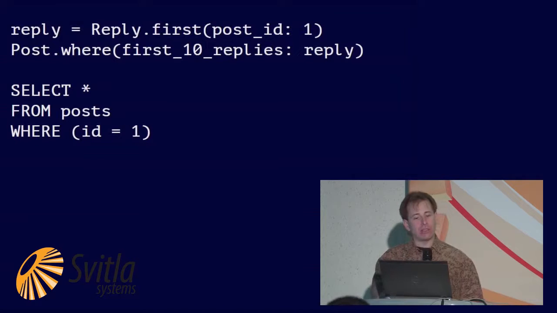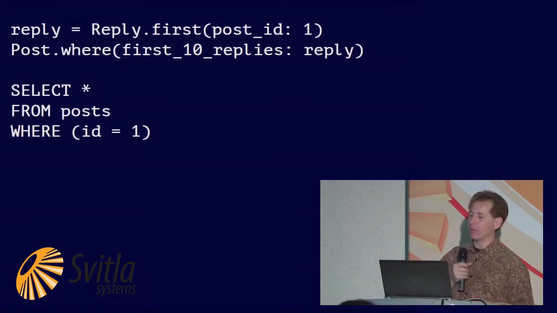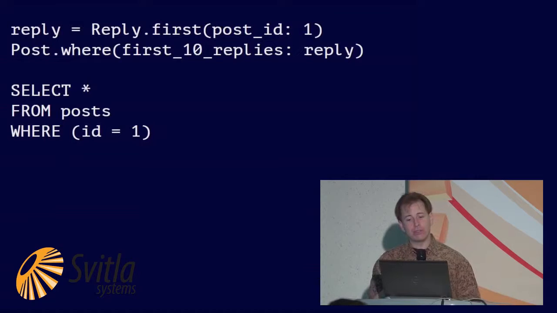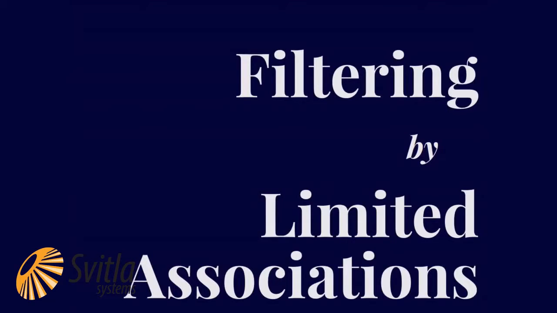Now consider the case where the association you were filtering by has a limit. Now in this case, using the same query is incorrect. The reply might be the 100th reply to that post, in which case it is not one of the first 10 replies, and therefore the query should not return any posts. So how can you handle filtering by limited associations? And just as in the eager loading cases, there are strategies that you can use.